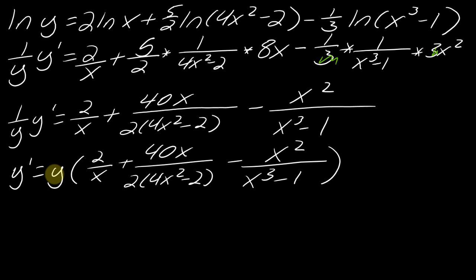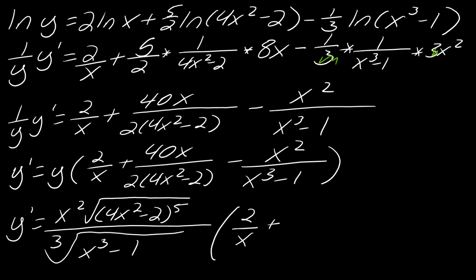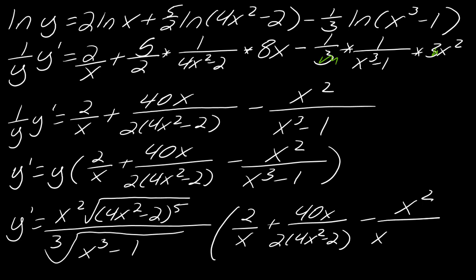This y here we can't have, so I want to replace that with the original problem. So finally, this will be x squared times the square root of 4x squared minus 2 to the 5th over the cube root of x cubed minus 1, and then all of that times 2 over x plus 40x over 2 times 4x squared minus 2, minus x squared over x cubed minus 1. And so, yeah, that is the answer there.